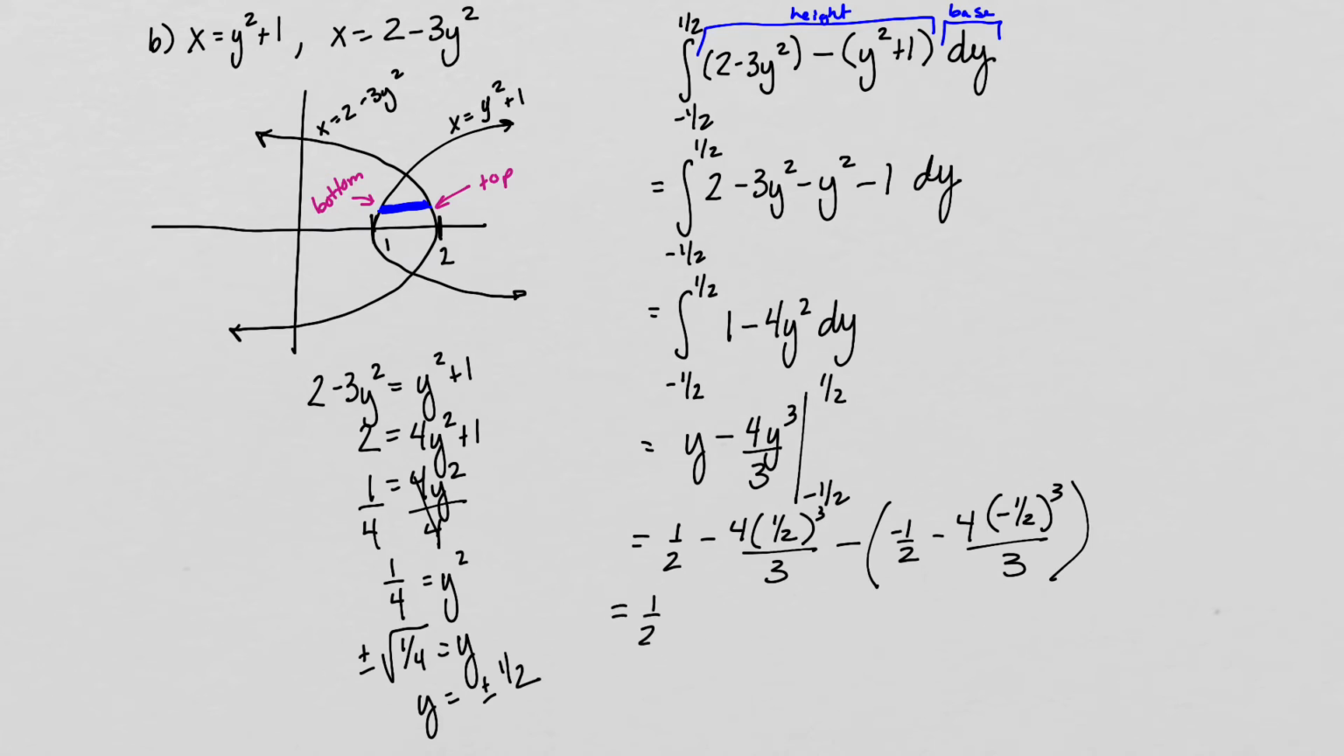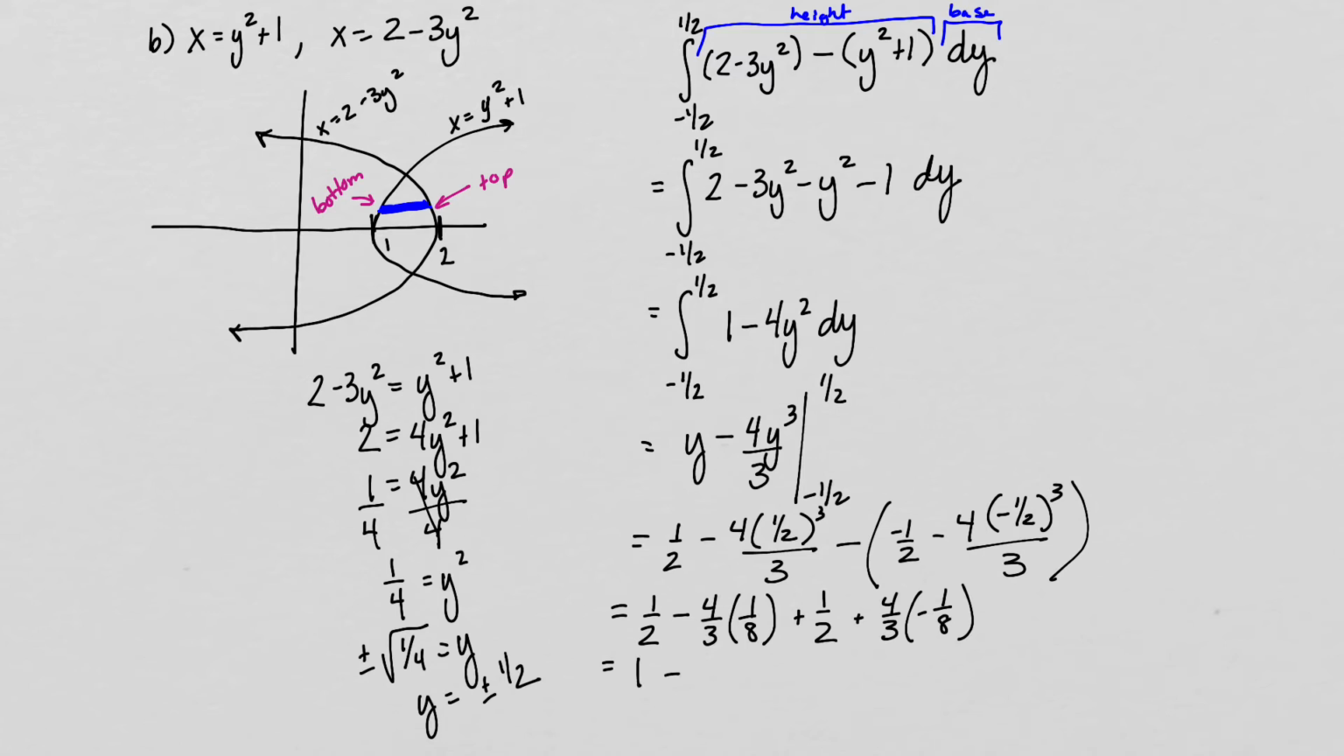So we've got 1/2. 1/2 cubed is 1/8. So this is going to be minus 4/3 times 1/8. Minus 1/2 will give me plus 1/2. Minus, it gives me again plus 4/3 times minus 1/8. So I've got 1/2 and a 1/2, that's 1.